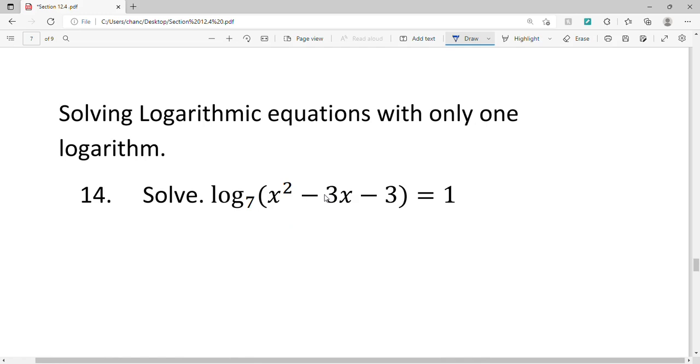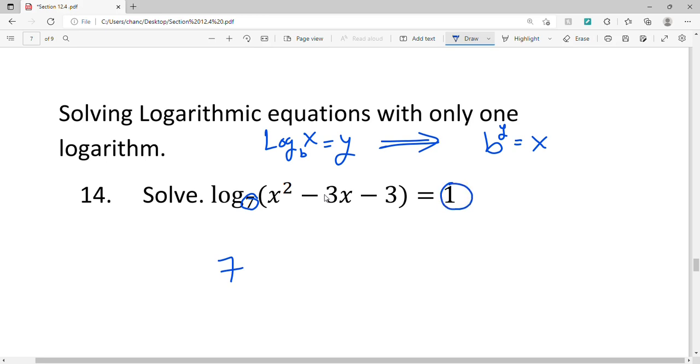In example 14, we're going to solve logarithmic equations with only one logarithm. Recall, log base b of x is equal to y implies b raised to the y is equal to x. To solve these equations, you always have to convert to exponential form. I'll start by converting it to an exponent. The base is 7. The power is the answer to the log. So this is 7 to the 1 equals x squared minus 3x minus 3.